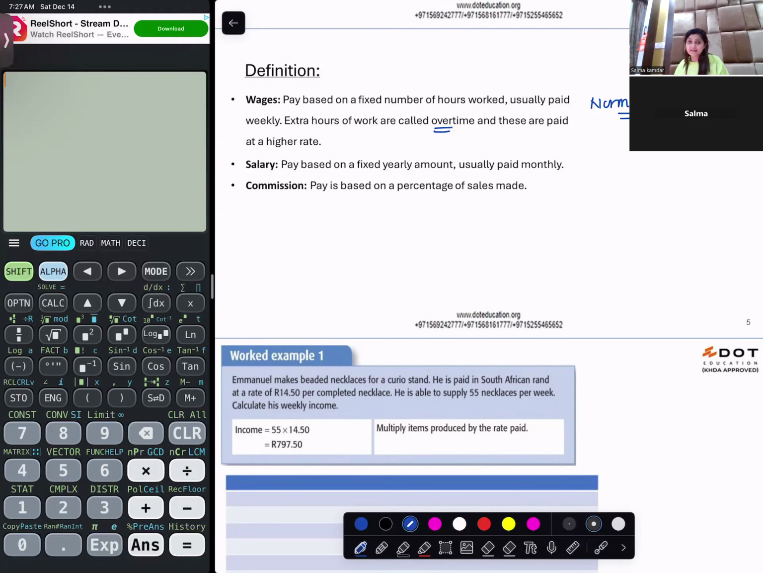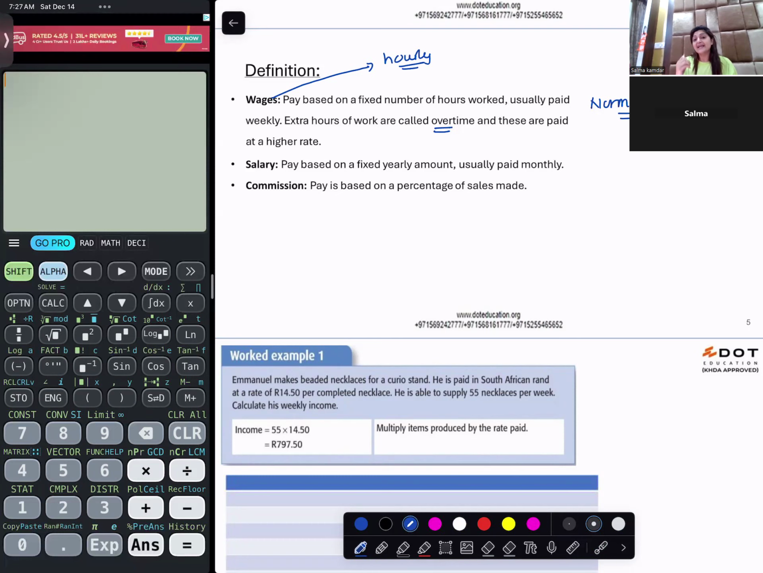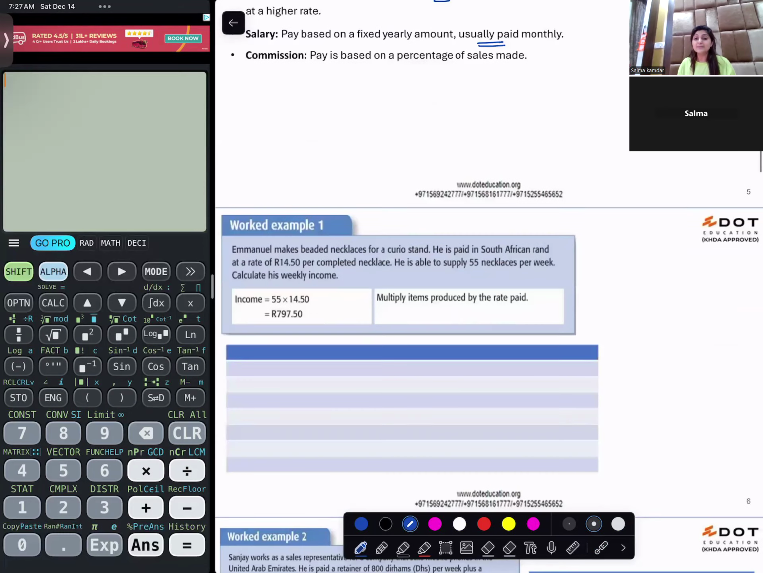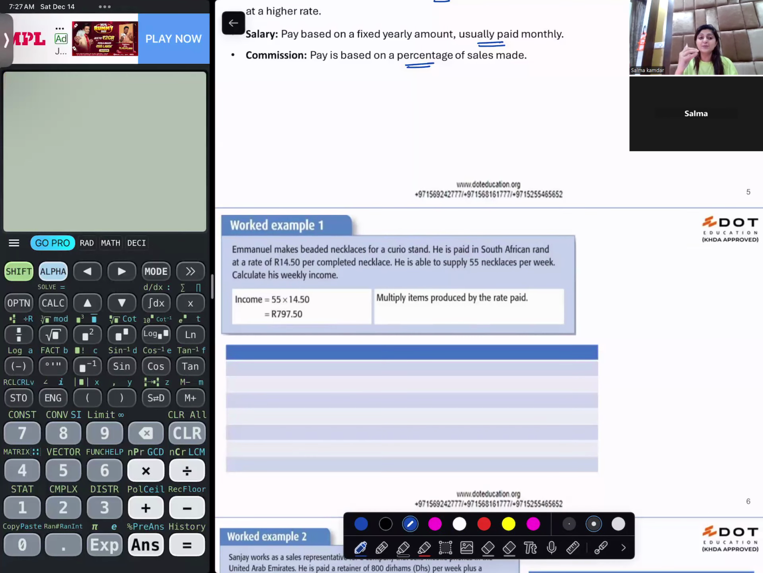What is salary? Salary is a fixed yearly amount. Wages is paid hourly. You're paying per hour, and for extra hours worked, you pay overtime. Salary is a fixed yearly amount and it is paid monthly. What is commission? Commission is paid on a percentage. Like if you have done a certain sales amount, you will receive XYZ percentage of commission. So pay based on the percentage of sales made is commission.